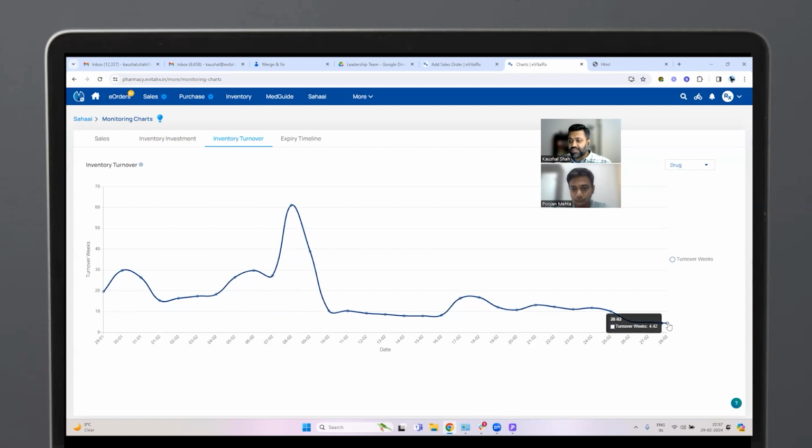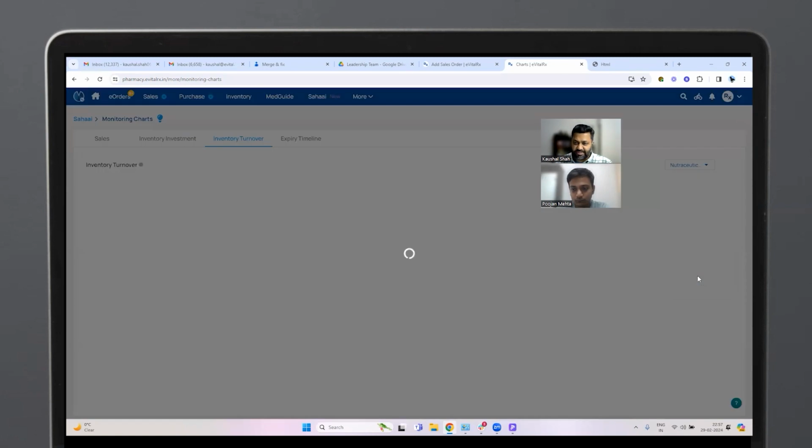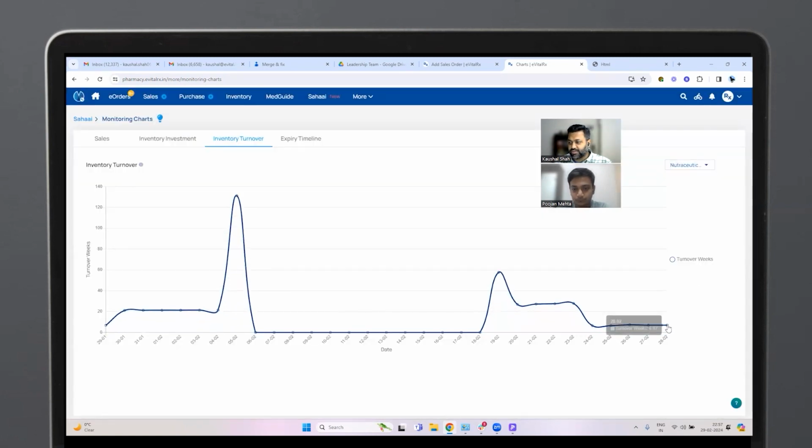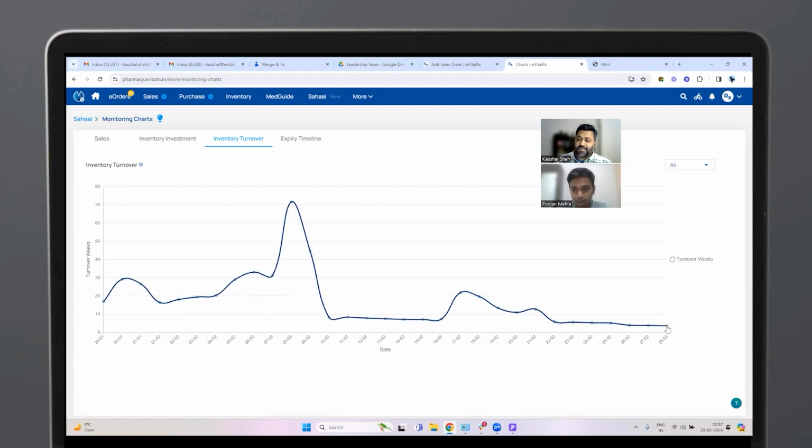So if you can see, my drug turnover is actually a little higher. So actually, I'm not doing that great on a drug yet. You can go to something else. You can go to, I don't know, nutraceuticals, for example. Let's see what that looks like. So even that's not good, right? So there has to be some other category that are doing very well to compensate that average. But overall, to put it simply, it takes about 3.61 weeks for you to completely roll over your inventory.